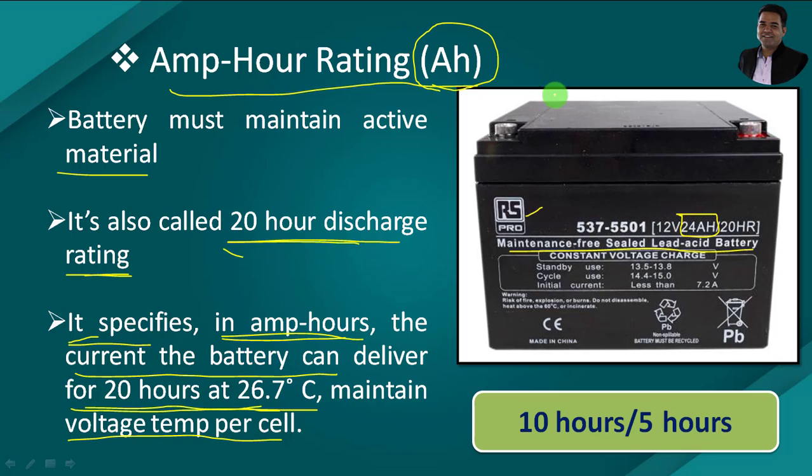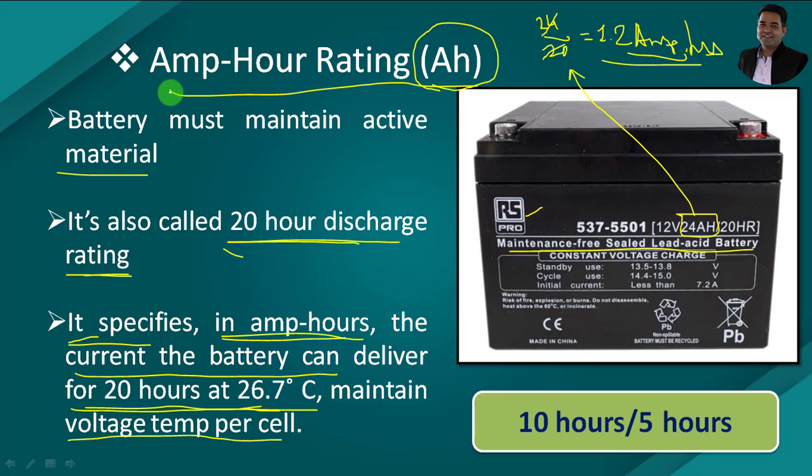So for 24 ampere hour, if you want to know more specifically, then we need to divide this 24 by 20. We get 1.2 ampere per hour. So this battery is able to deliver 1.2 amperes for a particular period of time.